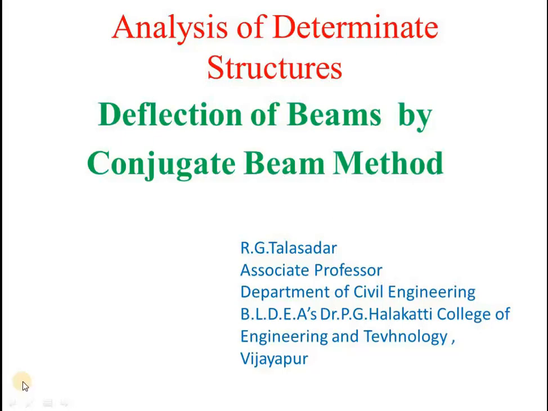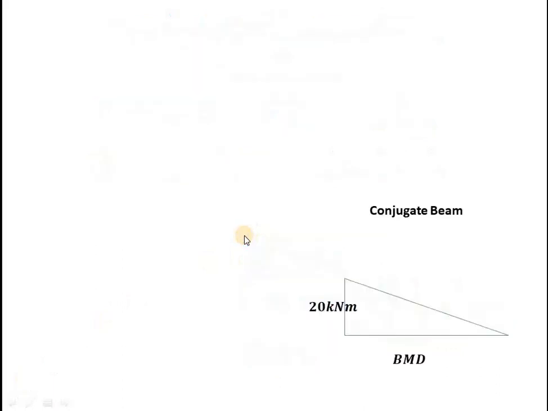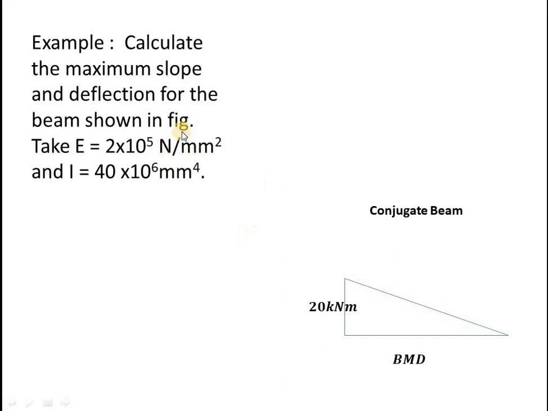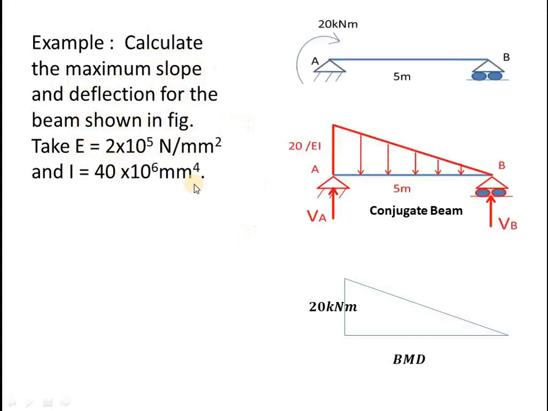Hello everyone. Now let us solve some of the problems, that is slope and deflection by the conjugate beam method. The first example is to calculate the maximum slope and deflection for the beam shown in the figure. He has given E and I values here.